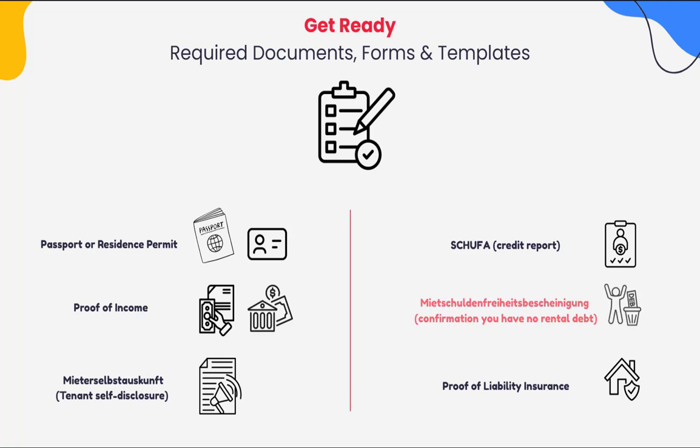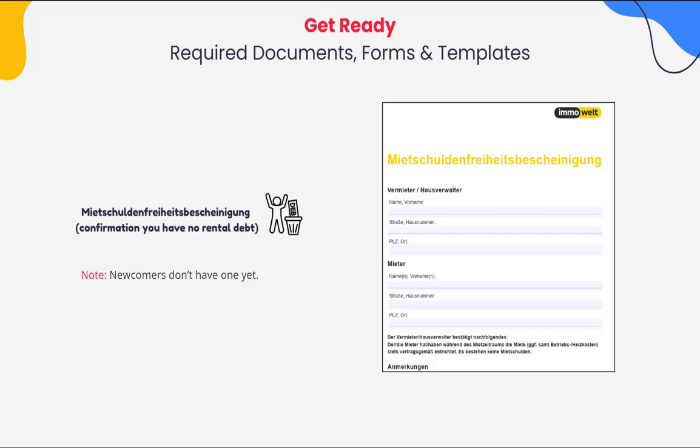Schufa shows your general credit history in Germany, loans, debts, contracts, while this one is only about rent. It's a proof that you paid your rent in your last apartment. You can download a sample online to see how it looks.